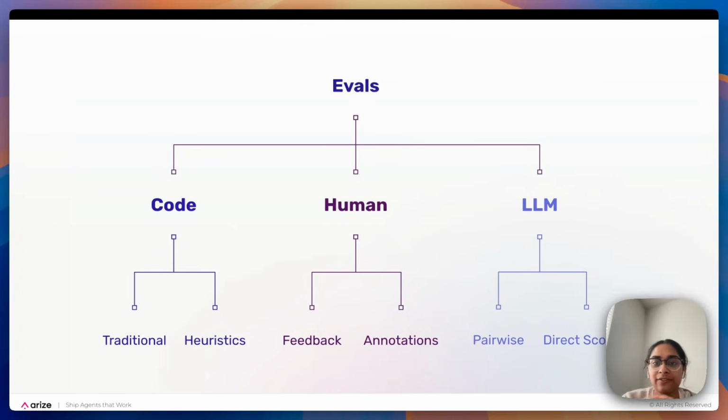The next set of evals that we have is human evals. That breaks up into feedback and then annotations. Feedback is the traditional thumbs up, thumbs down rating: was this answer helpful, yes or no? And annotations are more like structured labeling. If a human marks, oh, this is a hallucination, or this is off topic, or this is factual, that is basically annotation-based evals.